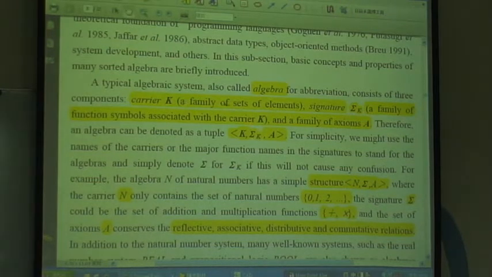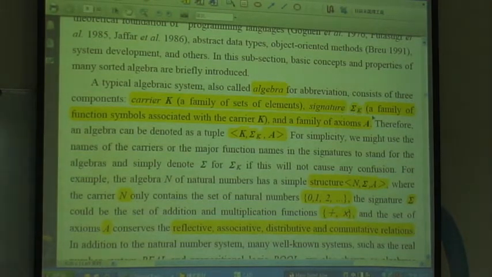K is a family of set of elements. Actually, it's a set of elements. Family means set, a set of sets, many sets. Okay, it's a hierarchical of sets of classes. So it's entities or instance and the classes we call the K. So it's an element. And the signature, sigma K.